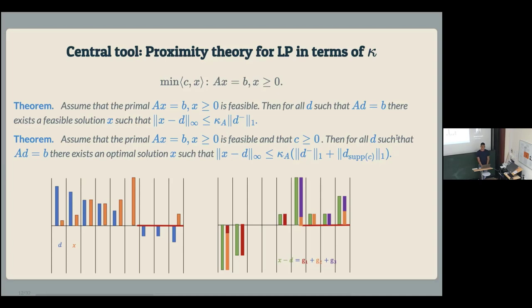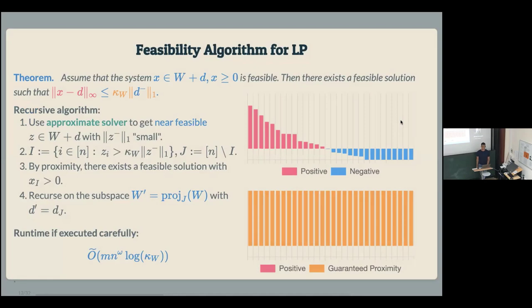Okay, now this existence result doesn't give you anything yet. It's yet unclear how you would implement such a thing. And it's also unclear how you can find vectors D and C such that this right-hand side is small, so that you can actually learn something from that. Okay, but for the high level idea, how a feasibility algorithm would look like is the following.